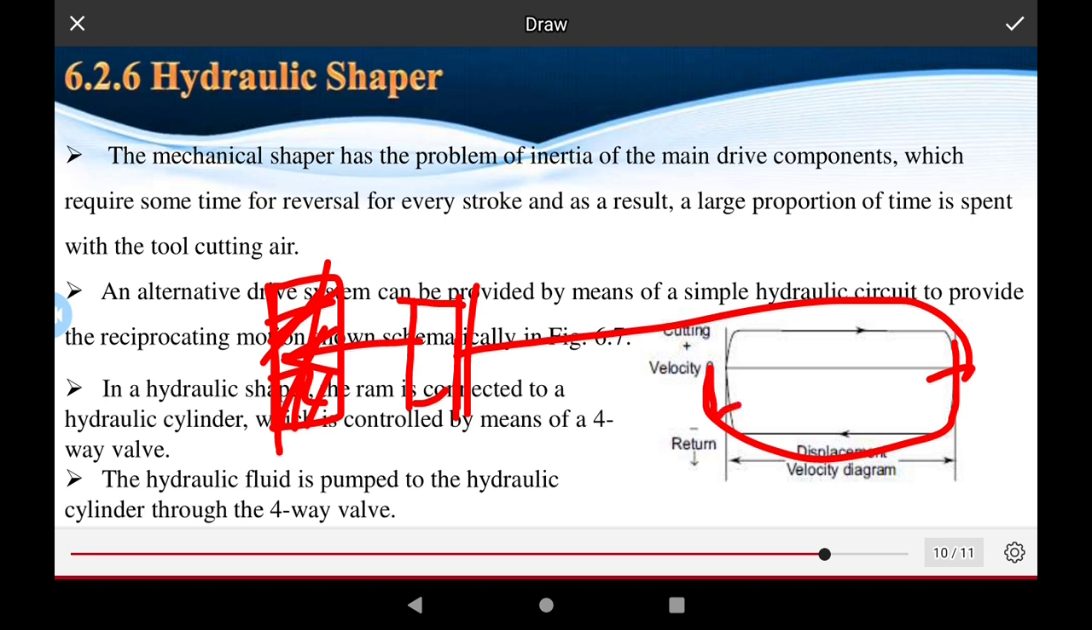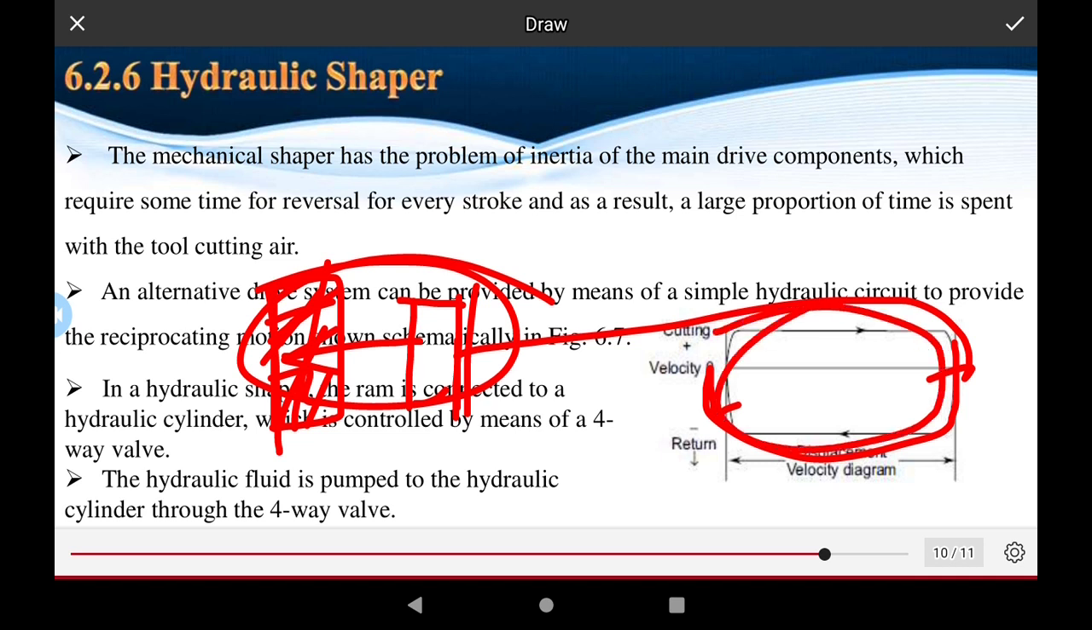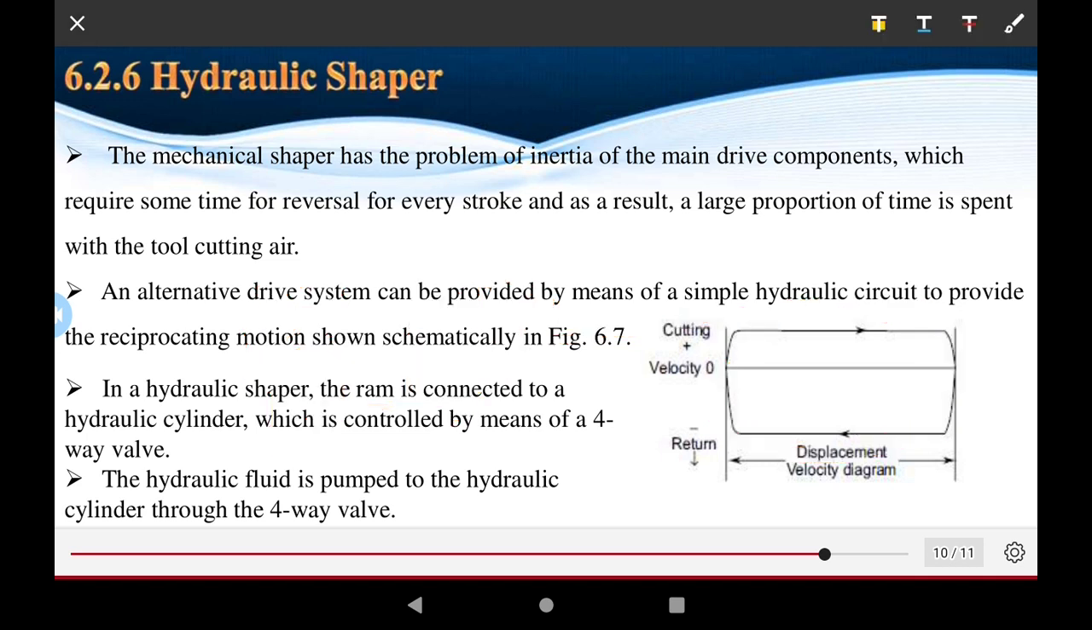Then the piston moves in cyclic motion, and the connecting rod also moves in the cyclic forward and backward motion. This hydraulic cylinder is controlled by means of a four-way valve, with the exhaust valve and the forward valve, open valve and closed valve. This depends upon the hydraulic fluid, which is pumped to the hydraulic cylinder through the four-way valves.